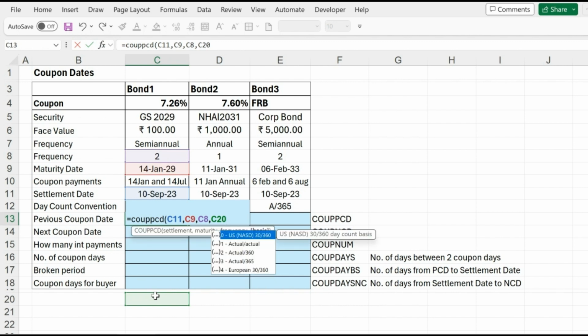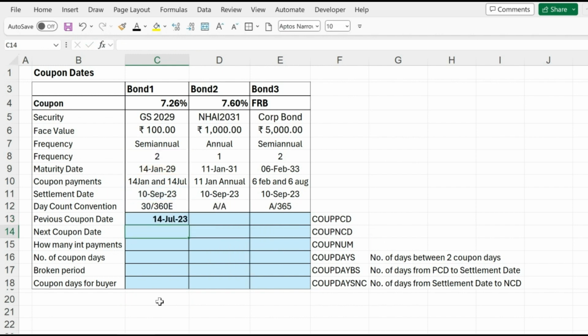So what do you mean by basis? Basis is the day count convention. For 30 by 360 European, the basis will be 4. For actual by 365, it will be 3. For actual by 360, it will be 2. Actual by actual is 1. And 30 by 360 US basis is 0. Because government securities pay 30 by 360, the basis will be 4. For corporate bonds, actual by actual, as we have just seen, the basis will be 1. And for actual by 365, the basis will be 3.